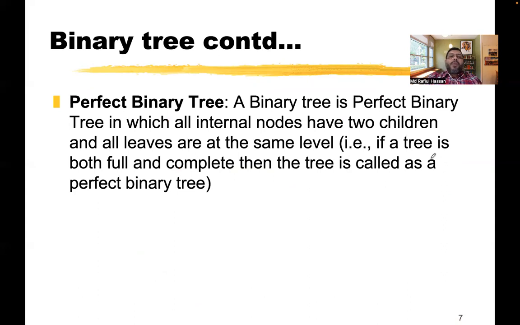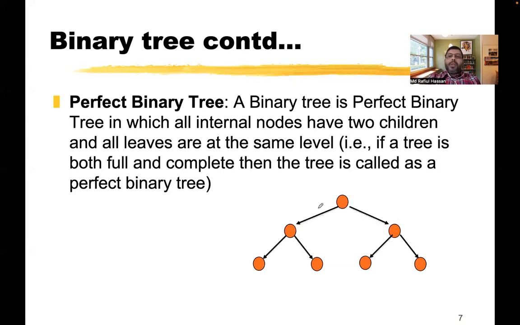There is another type of tree available, called a perfect binary tree. What is a perfect binary tree? A binary tree is a perfect binary tree if all internal nodes have 2 children and all leaves are at the same level. That is, if a tree is both full and complete, then the tree is called a perfect binary tree. Let me give you an example. This is a perfect binary tree.